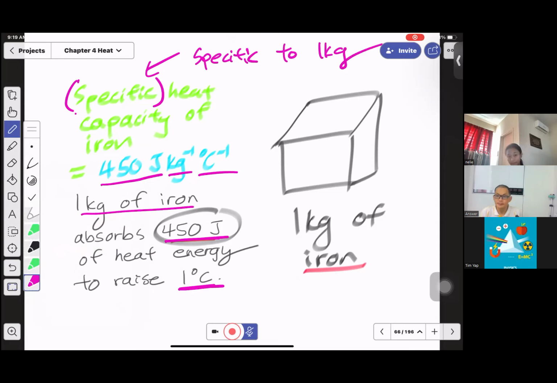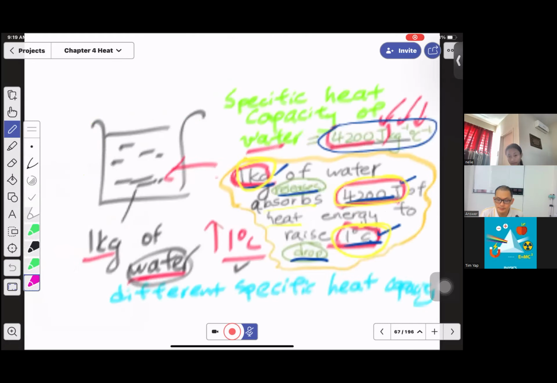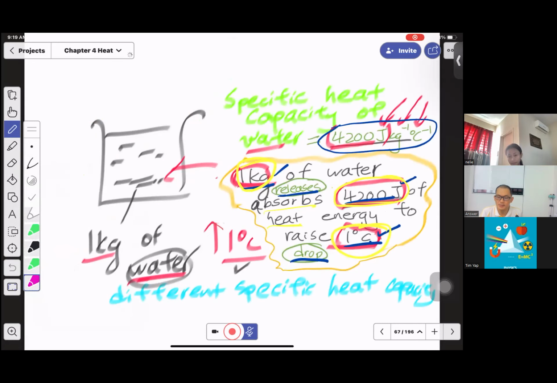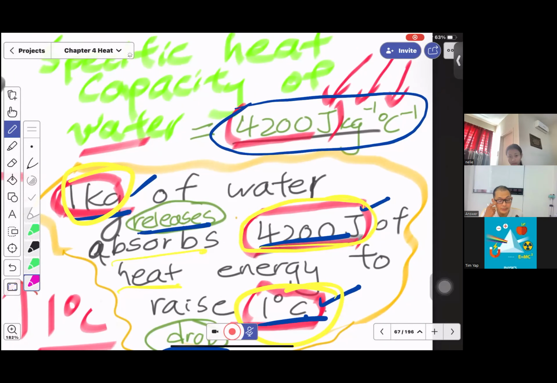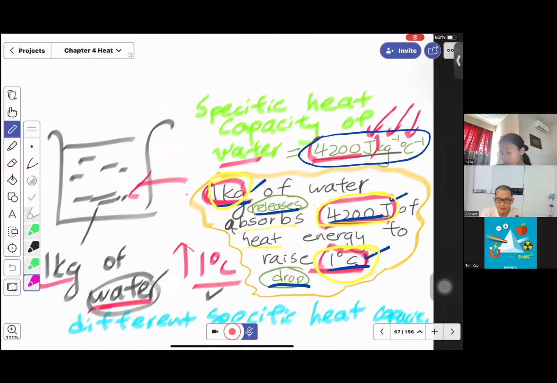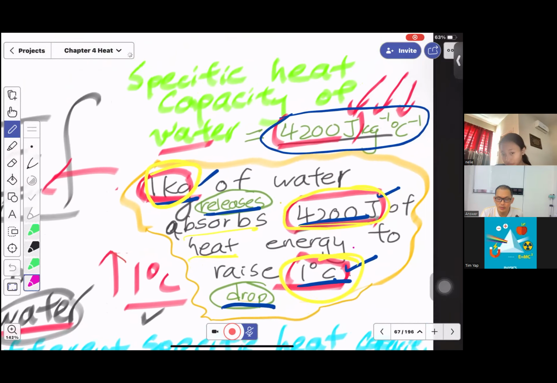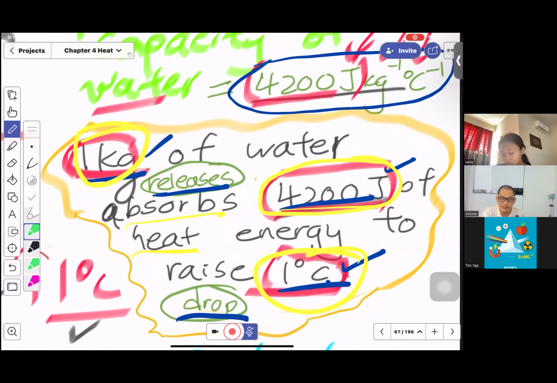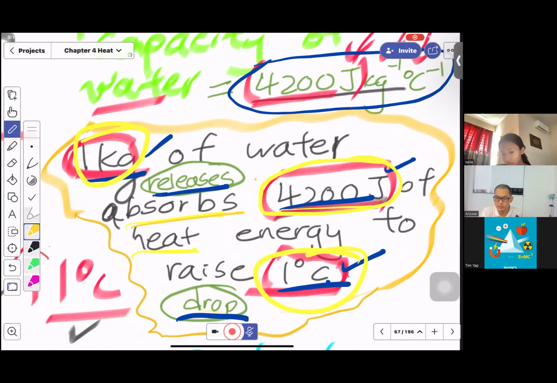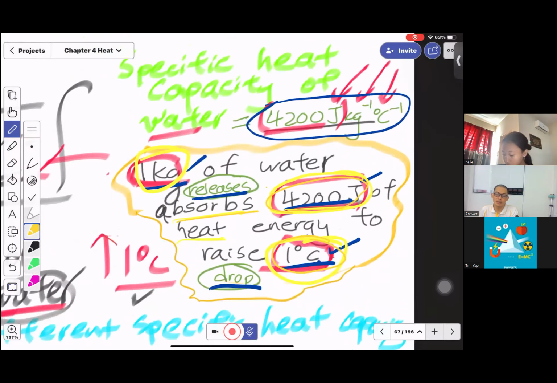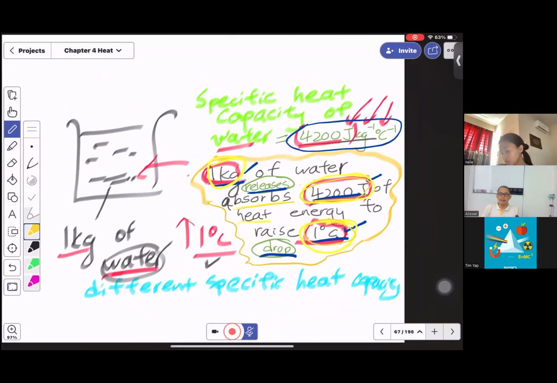Okay, all right. Now what about water? Water has a specific heat capacity of 4,200 joule per kg per degree Celsius. That means for every 1 kg of water, it absorbs 4,200 joule of heat energy to rise 1 degree Celsius. So the water has a bigger capacity.